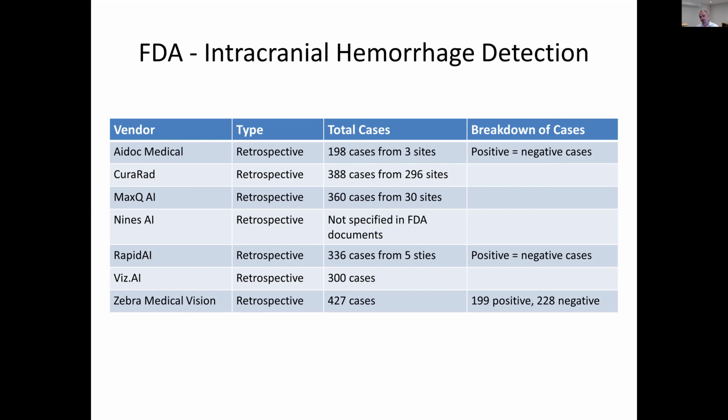For example, here are some FDA-approved models for intracranial hemorrhage detection, and we can see that the validation set can be as low as 198 cases from 3 sites. What's even more interesting is that when you look at the breakdown of cases used to validate the performance of these models, at least 3 of them had an equal number of positive and negative cases, and this does not represent real life, where the incidence of ICH on head CT is usually 5 to 10%.